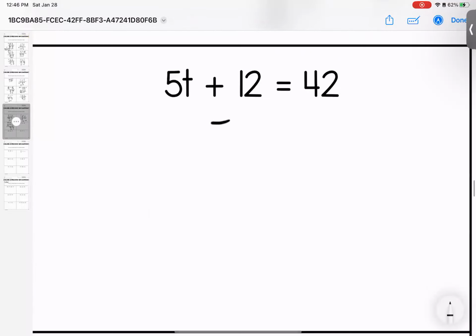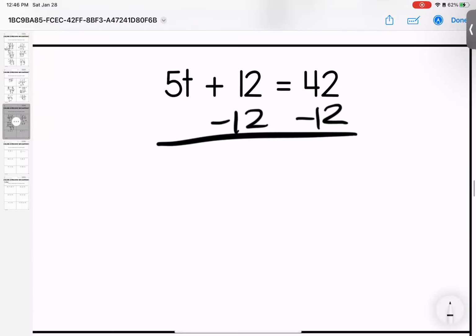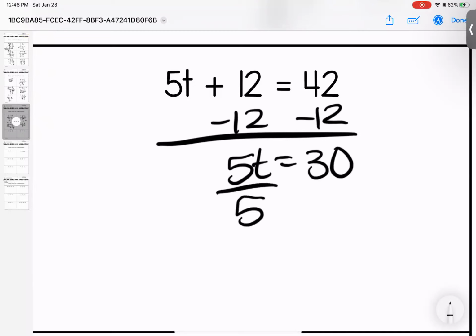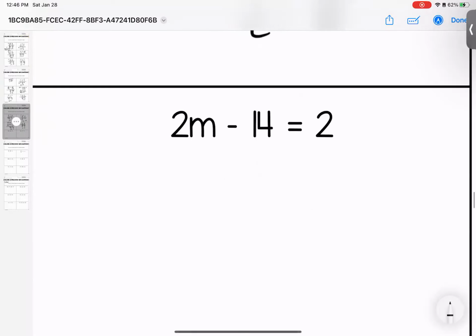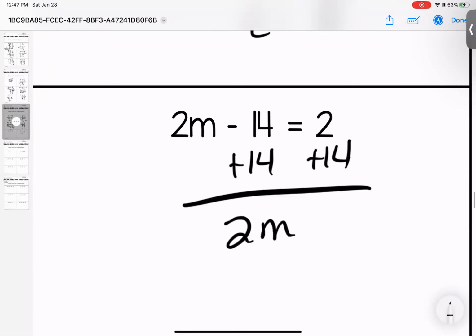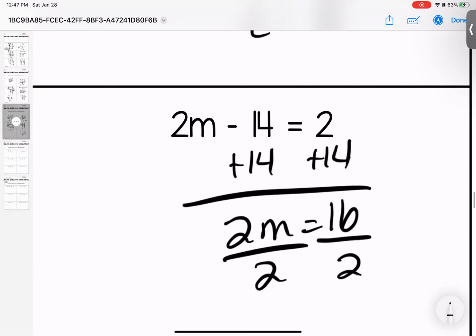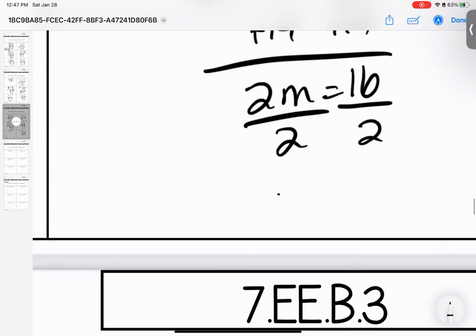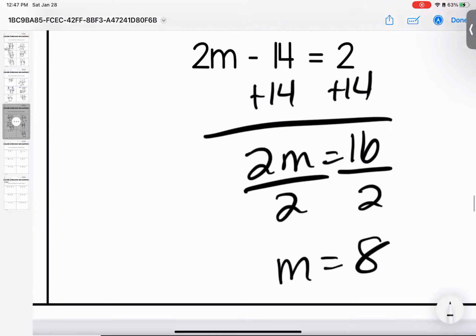Over here, constants first, kick them out. 5t is equal to 30. Divide both sides by 5. Get rid of those sticky numbers. T is equal to 6. Kick out the constant. 2m is equal to 16, divided by 2, divided by 2. M is equal to 8.